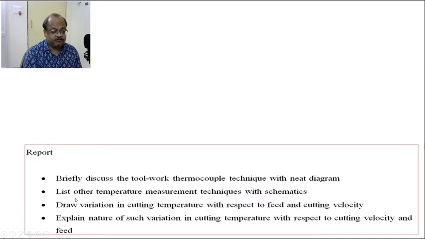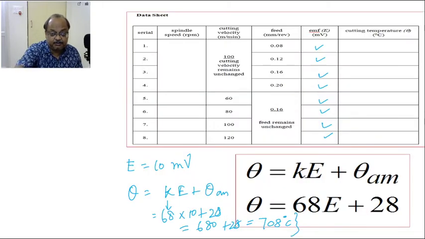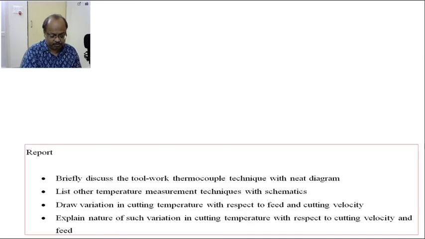So now what you have to do is prepare a report. In this particular experiment, you have to briefly discuss the tool work thermocouple technique with a neat diagram. List other temperature measurement techniques in cutting with schematics. Draw the variation in cutting temperature with respect to feed and cutting velocity. Already when you fill it up, you would have the effect of feed and cutting velocity, so that you have to draw, and explain the nature of variation in cutting temperature with respect to cutting velocity and feed.